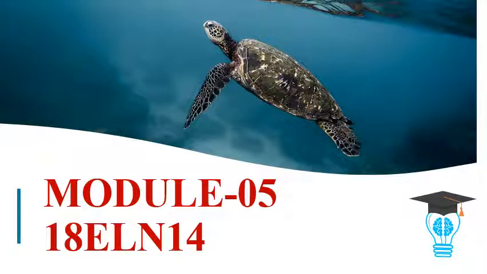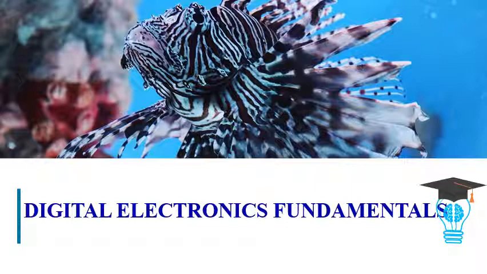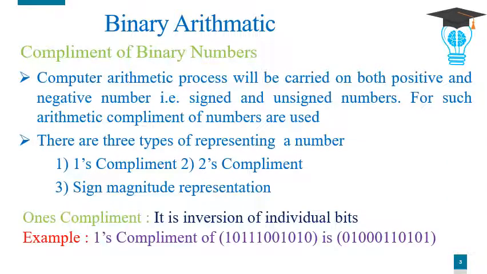This video is on Module 5 of 18ELN14 Basic Electronics subject for first semester BE students. Module 5 is based on the topic Digital Electronic Fundamentals. In this video, we are going to learn binary arithmetic. Computer arithmetic process will be carried on both positive and negative numbers, that is signed and unsigned integers. For such arithmetic operations, the complement of the numbers are used.